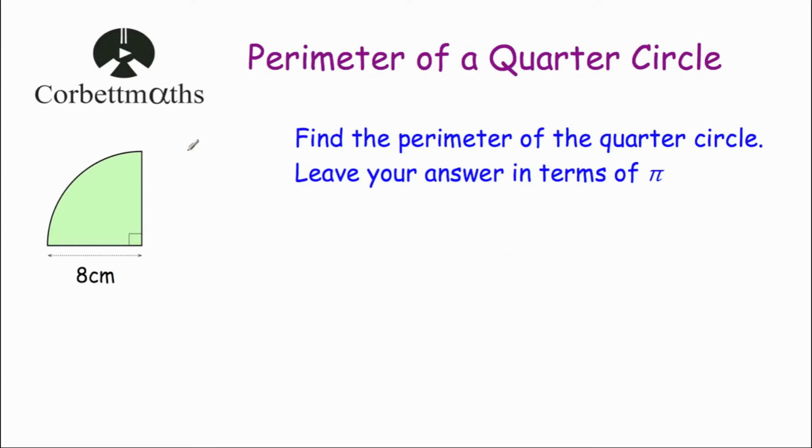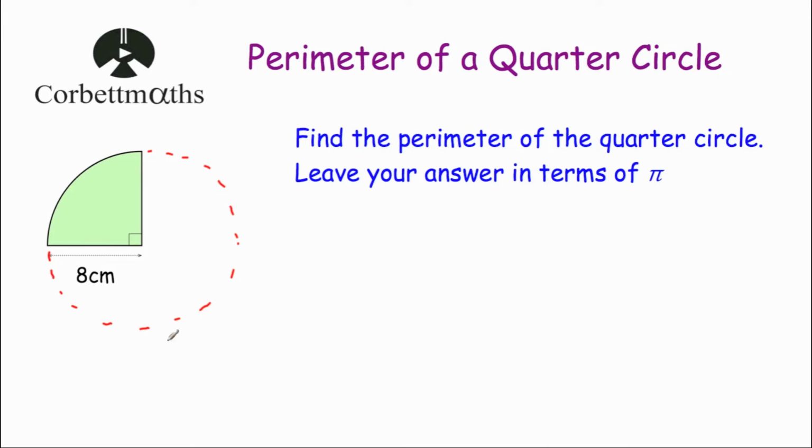So here's a non-calculator question, and we've been given a quarter circle, and we've been asked to find its perimeter and to give our answer in terms of pi. So that's our hint it's a non-calculator question, because we're asked for our answer in terms of pi. So let's turn our quarter circle into a whole circle. So it looks something like this. And we want to find the perimeter of this quarter circle. So we know it's going to be 8 centimeters and 8 centimeters, but we need to find the length of this arc, the quarter of the whole circumference.